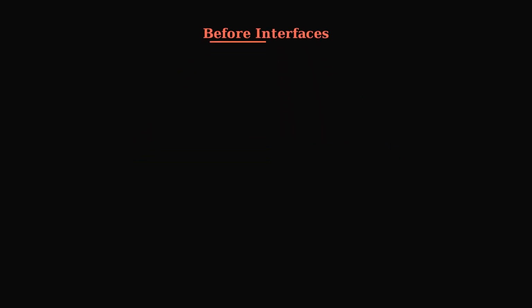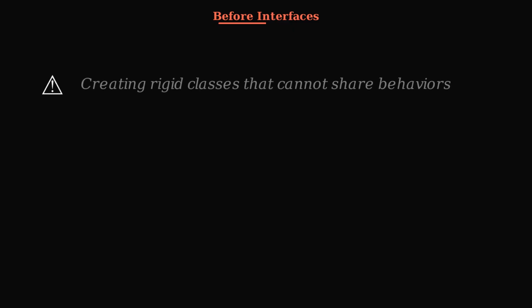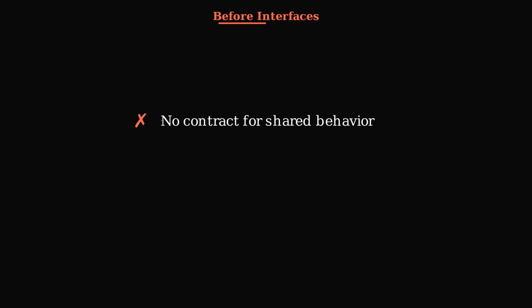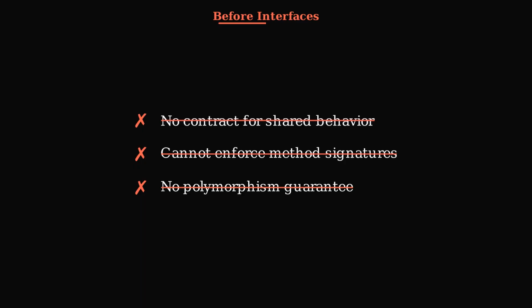So what happens without interfaces? Creating rigid classes that cannot share behaviors. Look at how messy the code gets. No contract for shared behavior. Cannot enforce method signatures. No polymorphism. There has to be a better way.